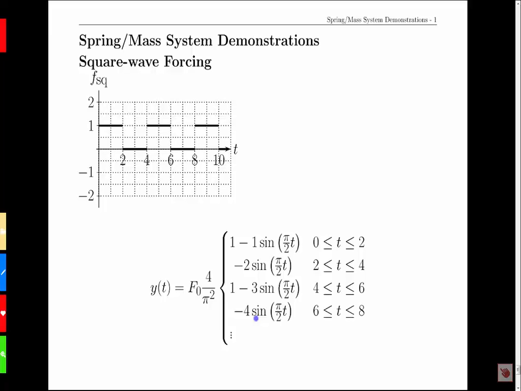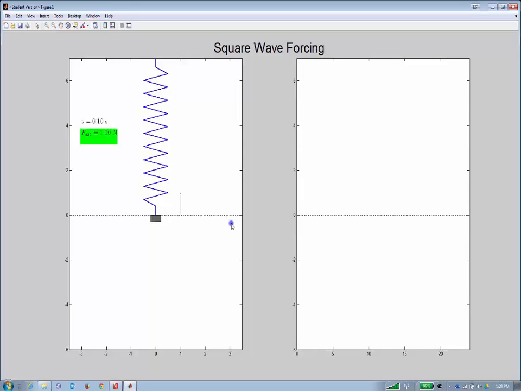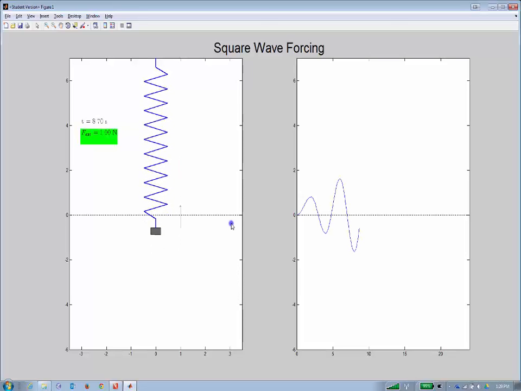Let's see that as a simulation. Here we see the spring mass system, and we'll be able to track the force being applied. We'll watch it through once. So we see the force turning on, and then off, and then on, and then off.